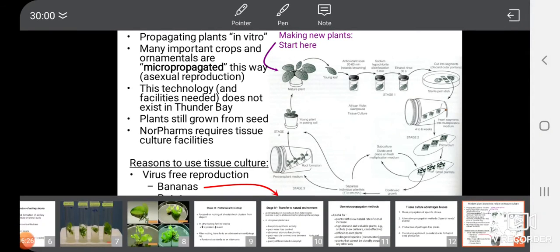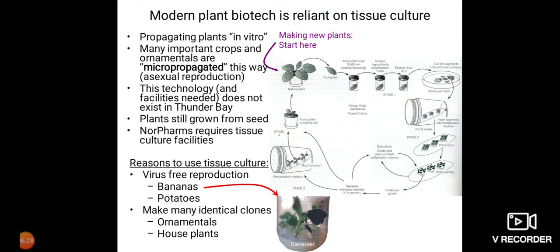There are a number of advantages and disadvantages with tissue culture. So this is how the whole process of tissue culture or micropropagation is going to be done.